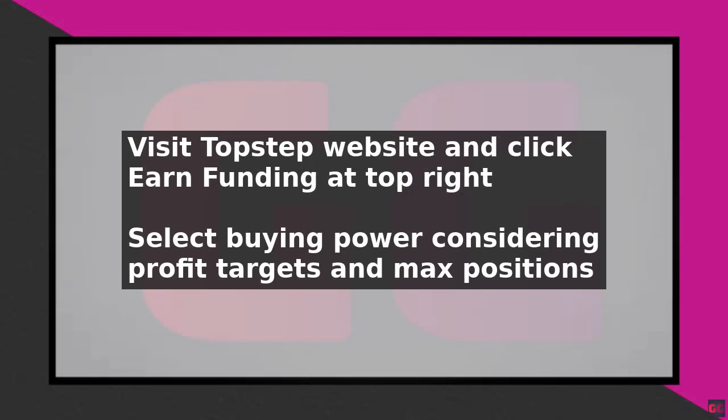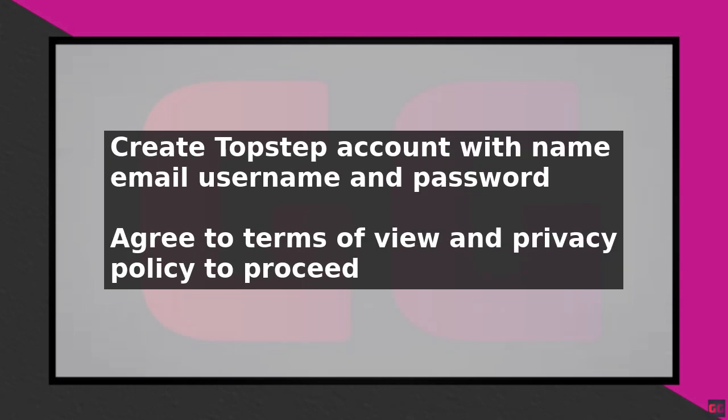To connect Topstep to TradingView, start by visiting the official Topstep website and clicking on Earn Funding at the top right. From there, select the buying power that suits you best, considering factors such as profit targets, max positions, and maximum loss limits. Next, create an account by providing your first name, last name, email address, username, and password, and agree to the terms of use and privacy policy.